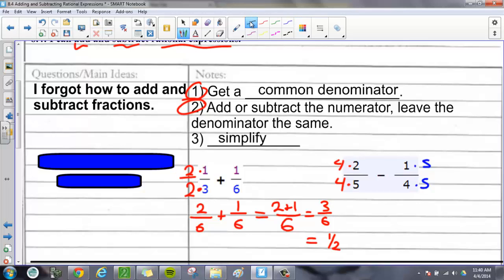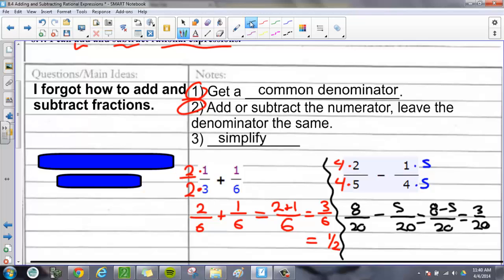Okay, now let's rewrite this whole thing. We have 4 times 2, 4 times 2 is 8, over 4 times 5 is 20. We've got our minus. 1 times 5 is 5. 4 times 5 is 20. Thankfully, we got our right common denominator right there. And now we're just going to do some subtraction. So we have 8 minus 5 over 20, which is just 3/20. Can we simplify that down, you're asking yourself? No, you can't. So that is how you add and subtract fractions. We're going to use this idea, this process kind of, with adding and subtracting rational expressions.